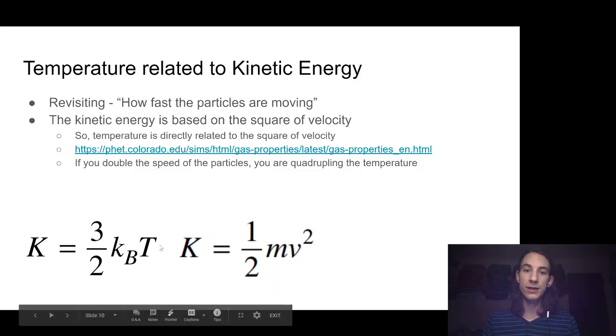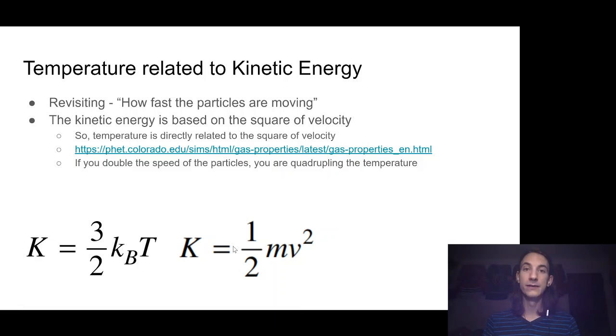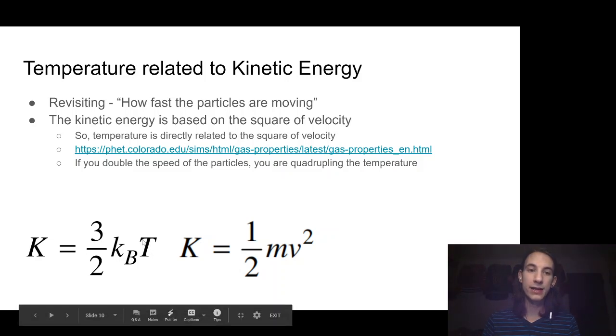So we know, based on our study of energy before, that the kinetic energy of an object is equal to 1/2 mv squared. And we can think about a gas or a fluid or really anything as a bunch of tiny little particles moving around, and each one of these little particles has some amount of kinetic energy to it. So we can say that kinetic energy is directly related to this temperature, right?